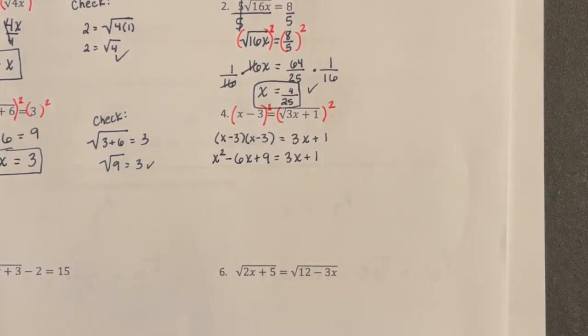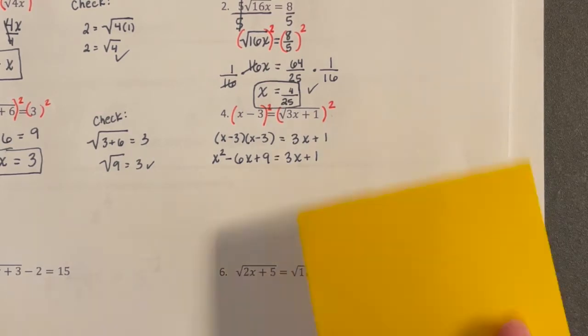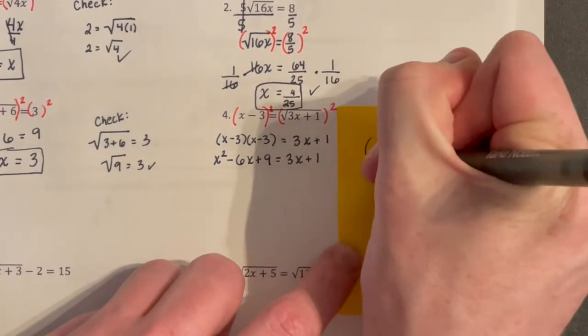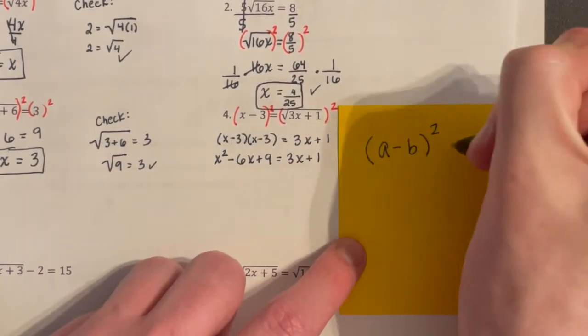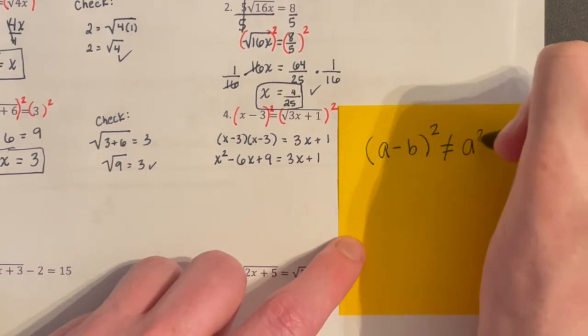All right. The main thing that you want to make sure you're not doing is this: if you have a minus b squared, something like that, it is not ever going to be a squared minus b squared.